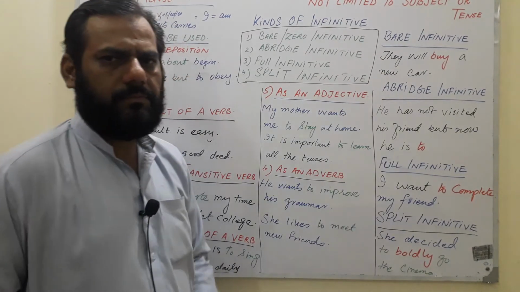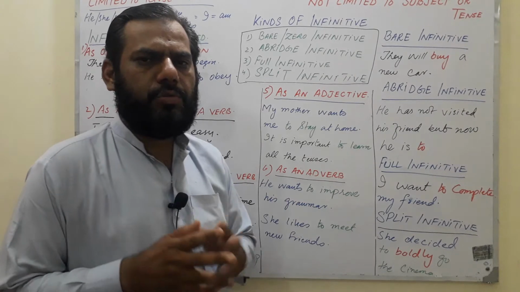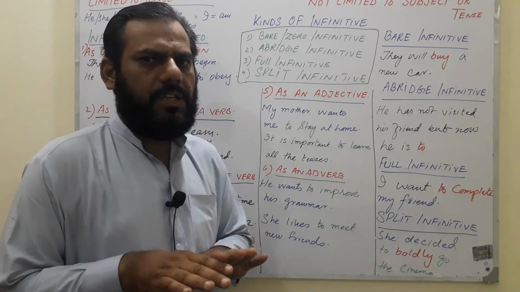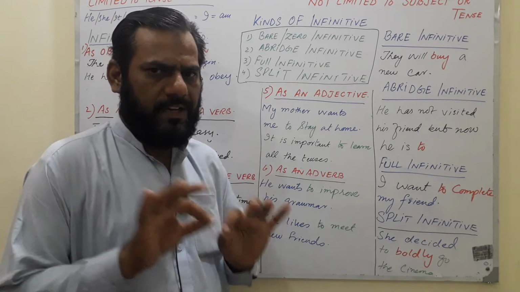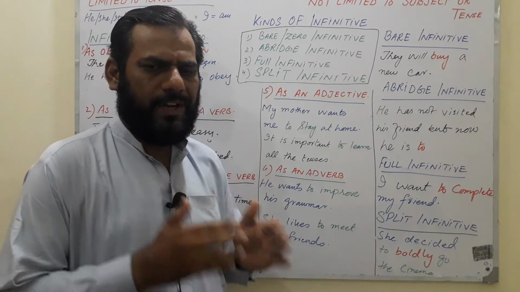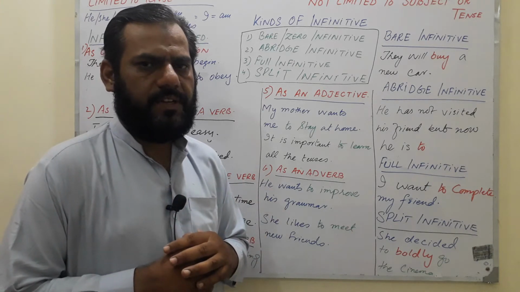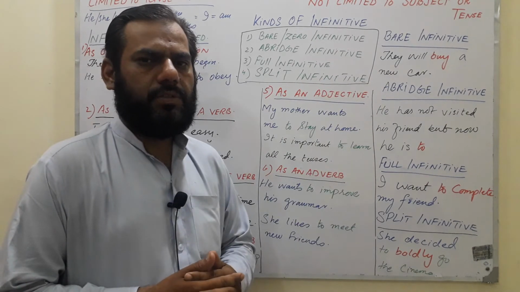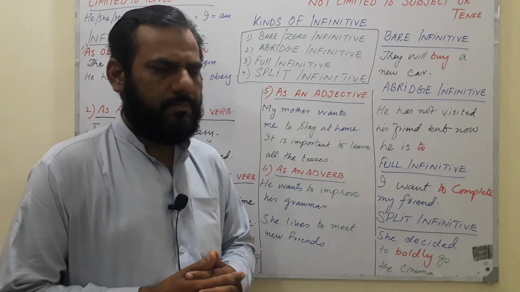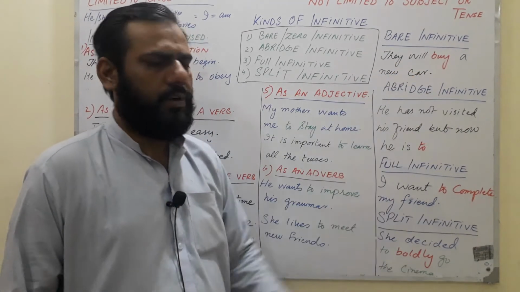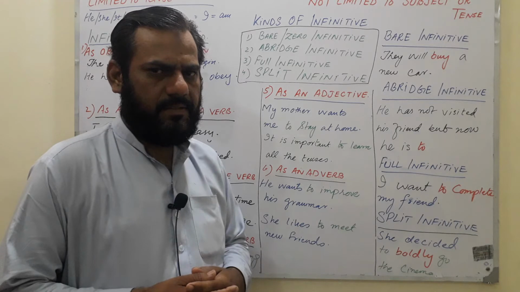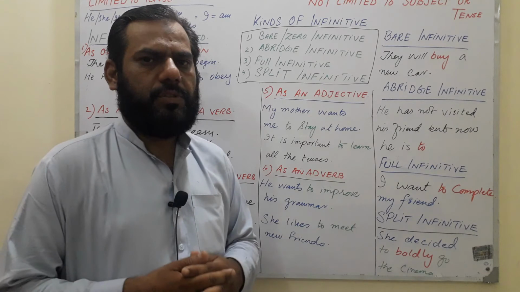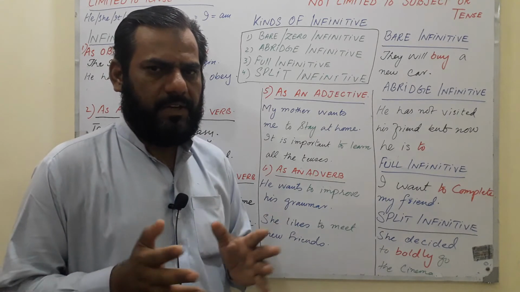Bare infinitive. What is a bare infinitive? When you do not use to with the first form. Actually, infinitive is to and first form. When you use to and first form in a sentence, that is called infinitive. But in the bare infinitive, we do not write to before the base form. Now you can see: they will buy a new car. In this sentence, buy is a bare or zero infinitive. We have not used to. So this is bare infinitive.